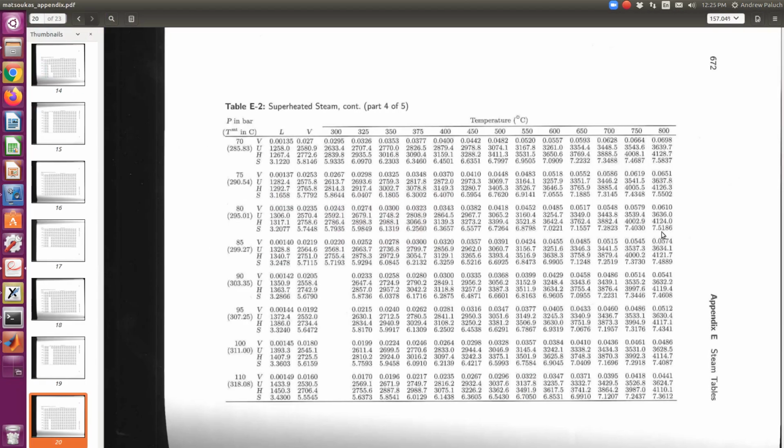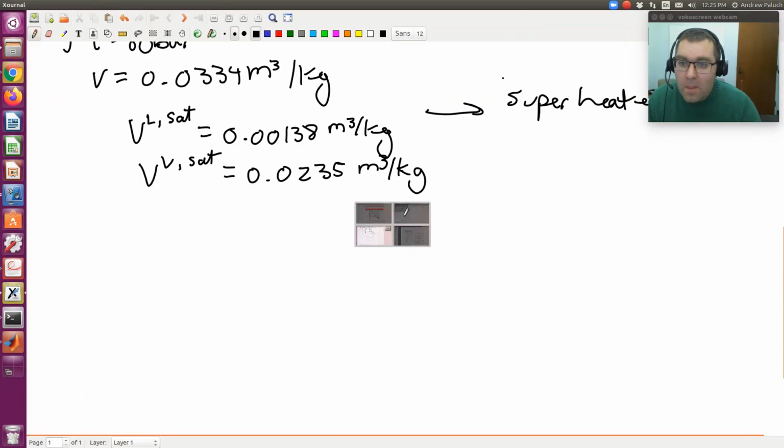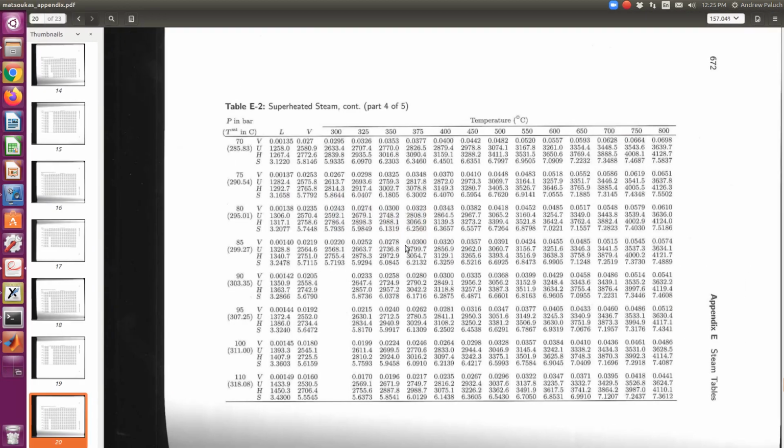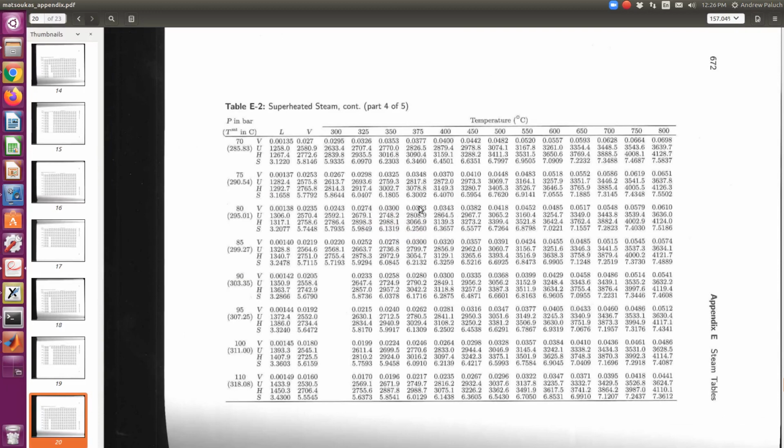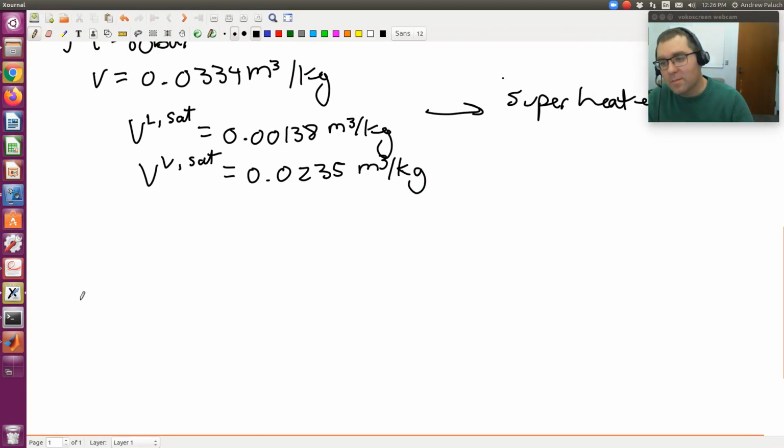So now I need to find the temperature. I'm at 80 bars, and our volume is 0.0334. So I'm reading across the volumes for my superheated vapor, and I see that 0.0334 is somewhere between these two. So I'm going to write down the specific volume at 375 and 400, and then you would need to interpolate to find your corresponding temperature, since it must be between there.